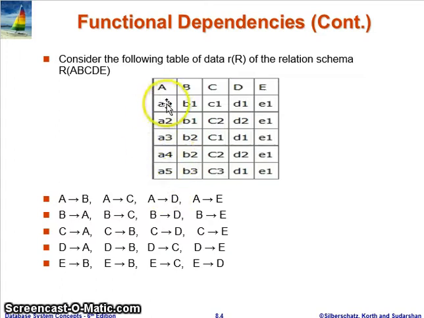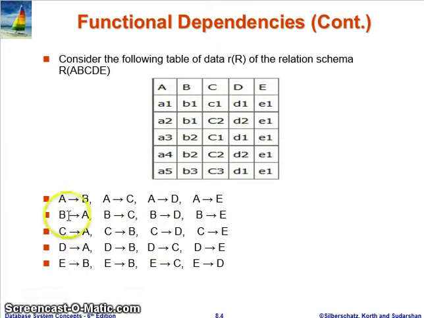There are no two values that are the same, which we can check for B, but all the values are the same, so we can say A functionally determines B, meaning all these values are unique for A. Similarly, check for C: all values are unique, so we can say A determines C, A determines D, and A determines E, because all these five values are unique.